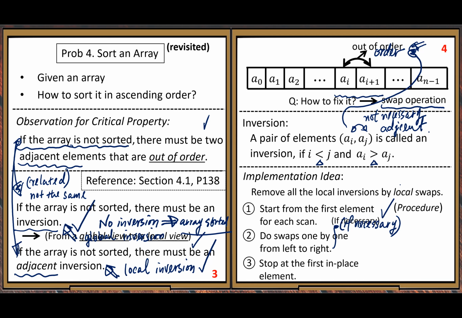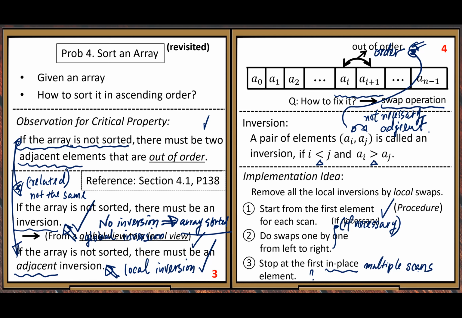Stop at the first in-place element. What's the meaning of this third step? Stop at the first in-place element. You know the concept of in place, right? Because we need to do multiple scans. One scan won't get the whole array sorted, right? Think about it.